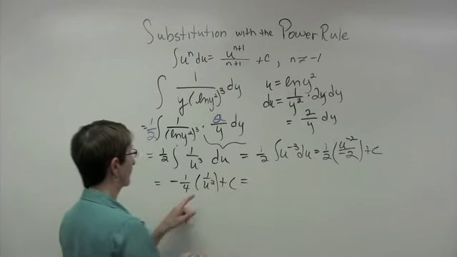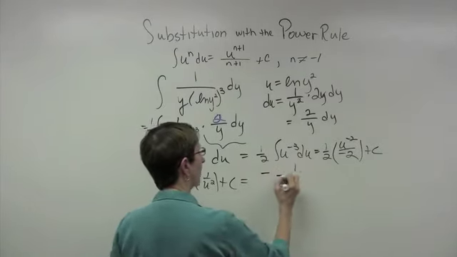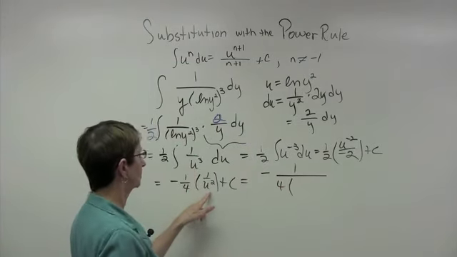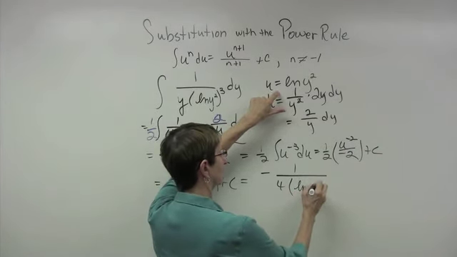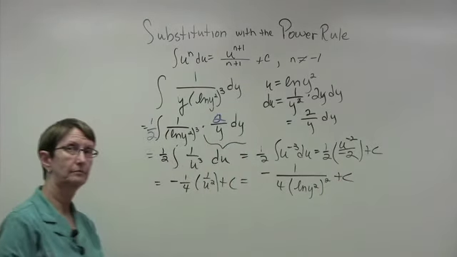So this one, I think I'll write this all together. -1 over 4 times u squared. U is ln of y squared. It is squared, and then plus c.